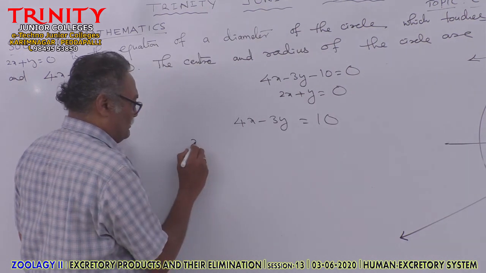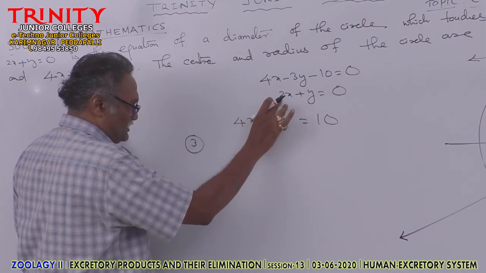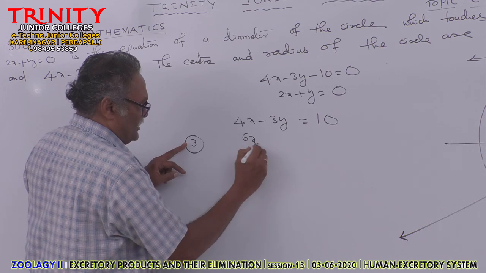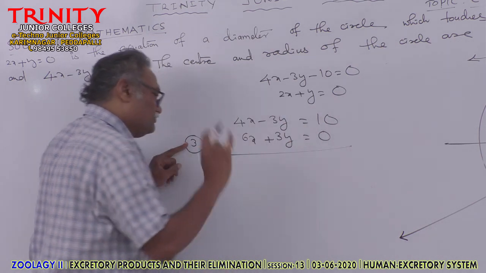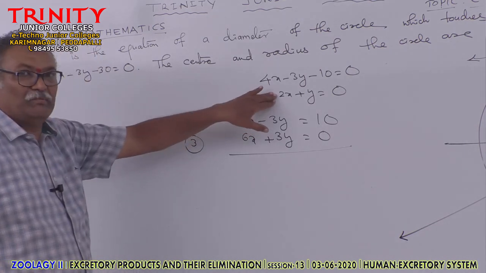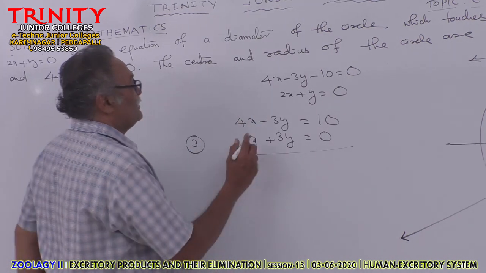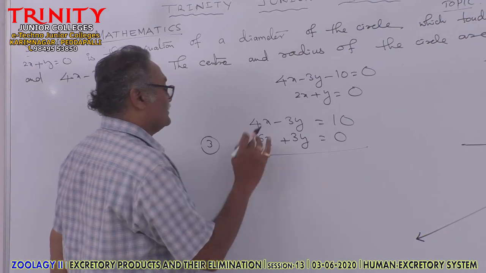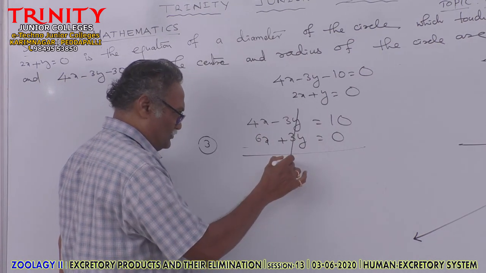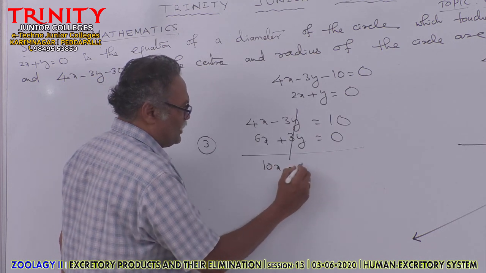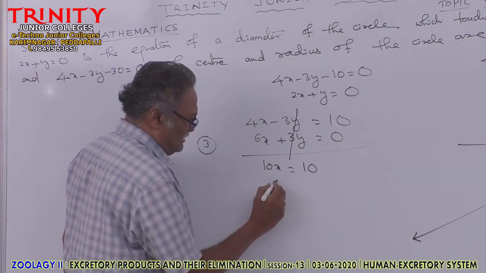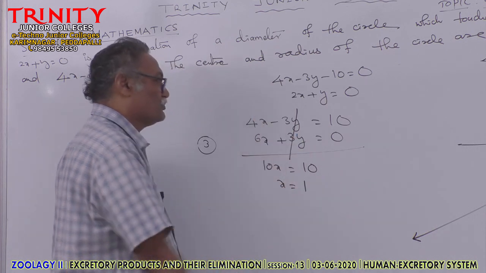Multiplying this equation by 3, that is 6x plus 3y equals 0. No need, here adding these two: 4x plus 6x, 10x equals 10. X is equal to 1.